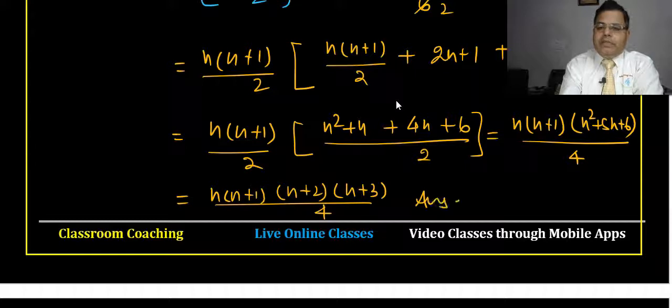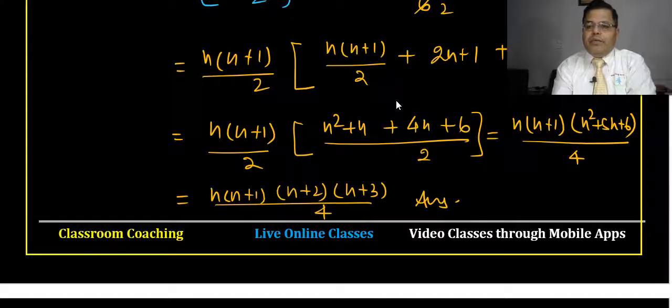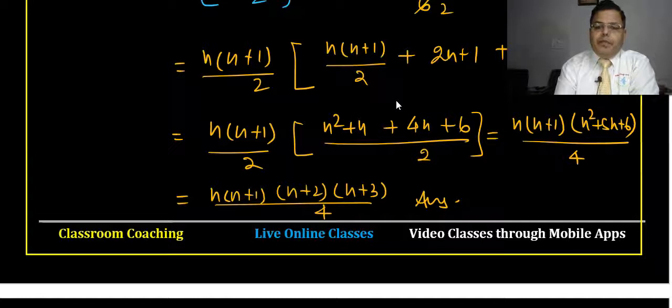That will be the answer of this question, because there are two factors, n plus 2 and n plus 3, from the quadratic polynomial n square plus 5n plus 6. So that will be the answer. You can check your answer by putting n is equal to 1. If it gives the value of the first term, then you can think that your answer is correct.